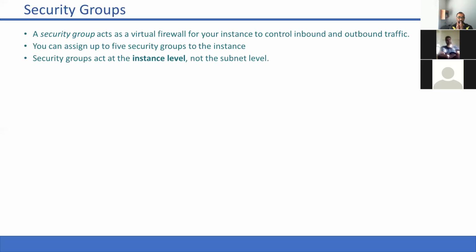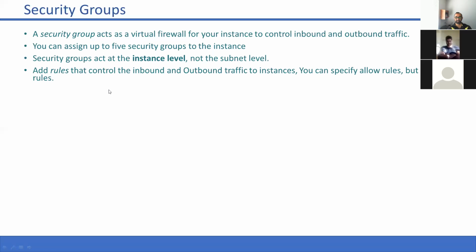Some of the concepts I did tell you at the very beginning: security groups, NACL, internet gateway, NAT gateway, NAT instance, virtual private gateway, customer gateway, right? Some of these concepts you need to remember. Yes, the NACL acts at the subnet level, and the security group acts at the server level.